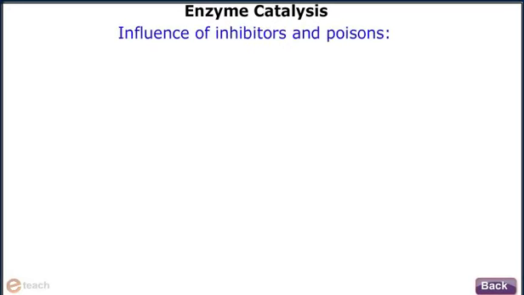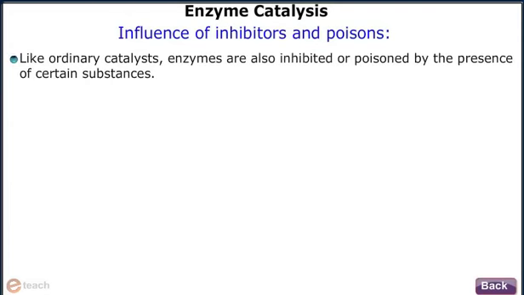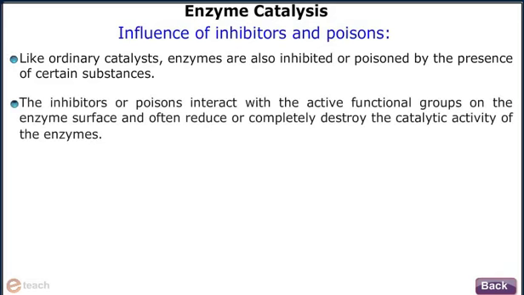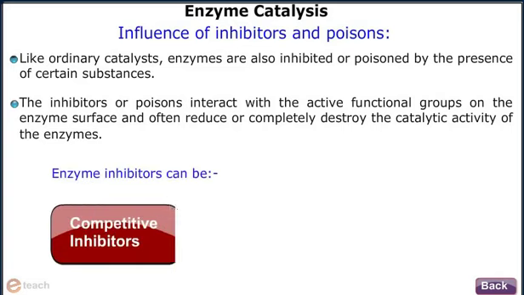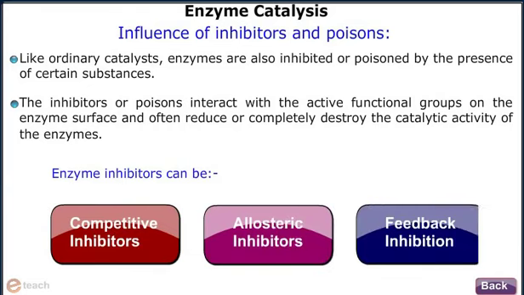Influence of inhibitors and poisons. Like ordinary catalysts, enzymes are also inhibited or poisoned by the presence of certain substances. The inhibitors or poisons interact with the active functional group on the enzyme surface and often reduce or completely destroy the catalytic activity of the enzymes. Enzyme inhibitors can be competitive inhibitors, allosteric inhibitors, or feedback inhibition.